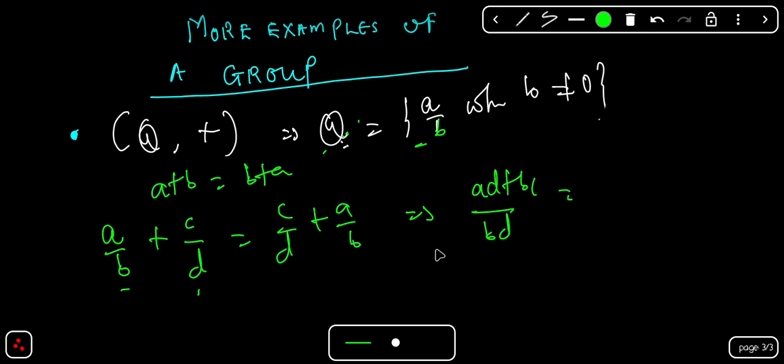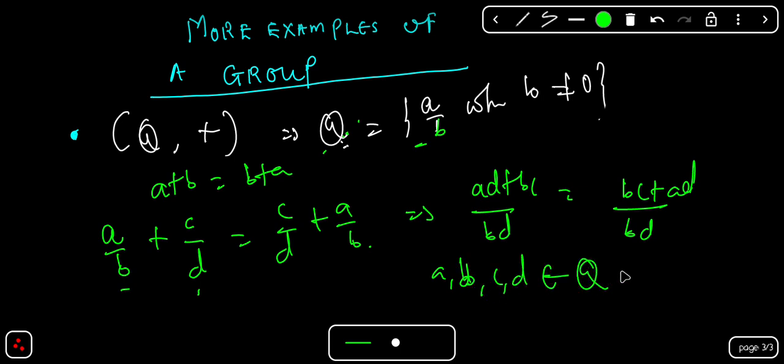And then the LCM here is also DB, which is also BD. Then we are going to have BC plus AD. So they are equal. Then Q comma plus is an abelian group. Where A, B, C, D are elements of Q, and B, D are not equal to 0. So therefore Q comma plus is an abelian group.